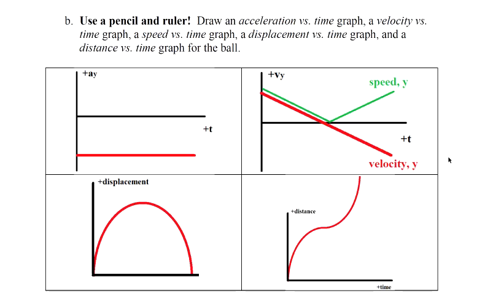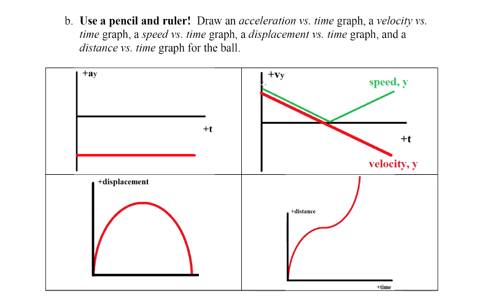Question 2. Use a pencil and ruler, draw an acceleration versus time graph, a velocity versus time graph, a speed versus time graph, a displacement versus time graph, and a distance versus time graph for the ball. So acceleration is always 10 down, so that's why it's negative, because I said positive points upwards, negative points downwards. The velocity, we start at plus 40, then it decreases to 0, then when it starts moving down, the velocity is negative.